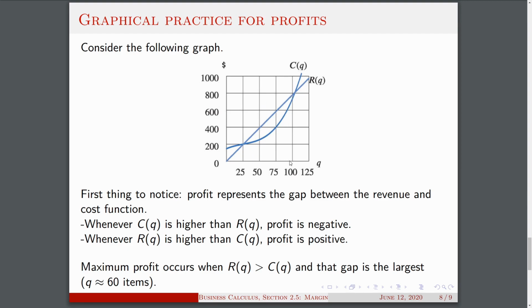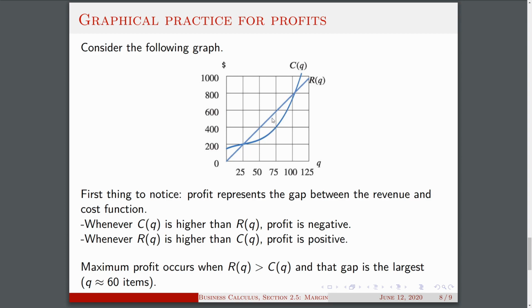But over here, for these production levels, between about 25 and 100, the revenue function is higher than the cost function, and so you have profit. And we will have the most profit when this space is greatest. So over here, even though you have profit, the space is not that great between these two curves. So even though you do have profit, you have less profit than you do at a production level like this, where the space is greater.